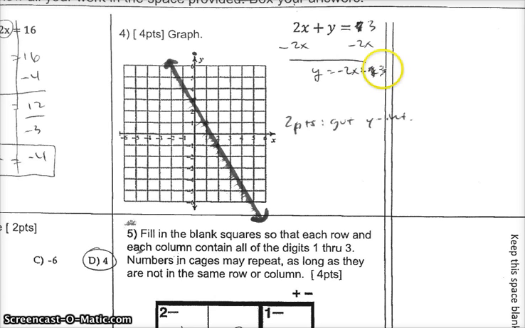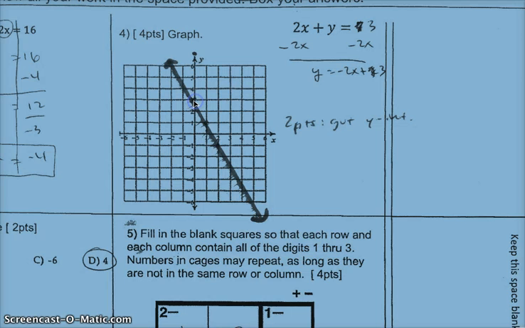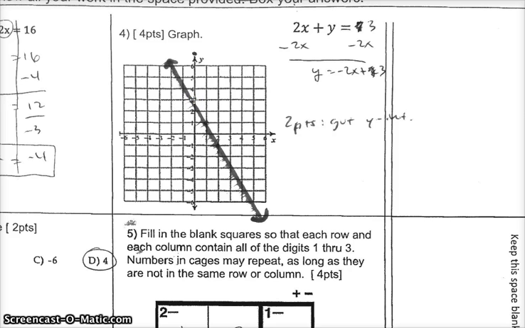That means my positive 3 is my y-intercept right here. And I have a slope of negative 2. So negative 2 over 1 means I have a rise of negative 2. A rise of negative 2 means going down, then right 1. Down 2, right 1. Down 2, right 1.